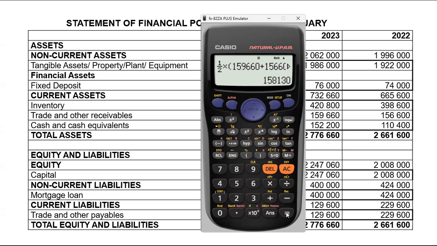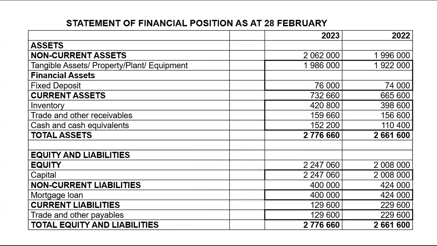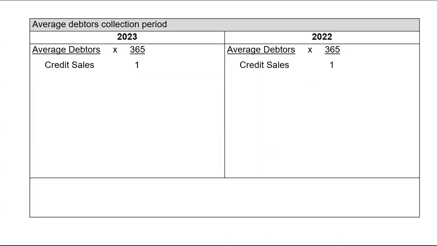And this is what we will have as our average debtors, right? Which is trade and other receivables. And we will simply take that and divide it by our total sales, which amounted to 1,828,000. And you times it by 365, it'll give you 31,6. This is debtors collection period. It takes you a whole month to collect your debts from debtors.